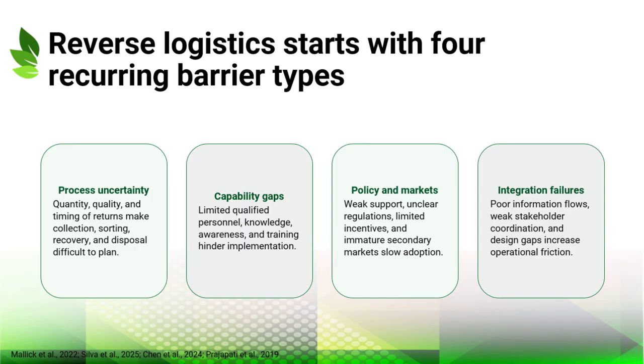Third, policy and market conditions can slow implementation when regulations are unclear, incentives are weak, or secondary markets are not mature enough to absorb recovered materials. Fourth, integration failures create friction when information does not flow across manufacturers, retailers, logistics providers, recyclers, and customers. Together, these barriers explain why reverse logistics requires coordinated strategic design, not only operational effort. These categories also overlap in practice.